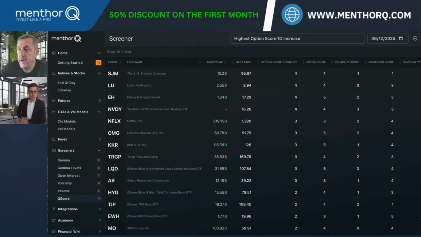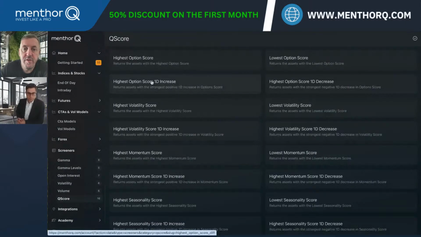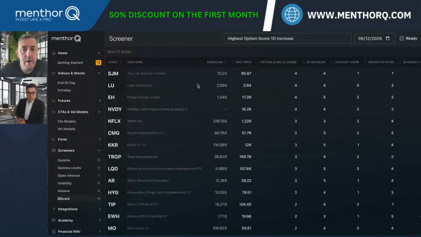So if we go on the Q score, we have kind of like 4 screeners for every score, which is the highest, the lowest, and then the most interesting one, I think, is the highest change. So the highest increase and the highest decrease. The highest increase means that compared to the previous days, if we look at the data from yesterday compared to the day before, which one is the asset that saw the biggest increase in option score?